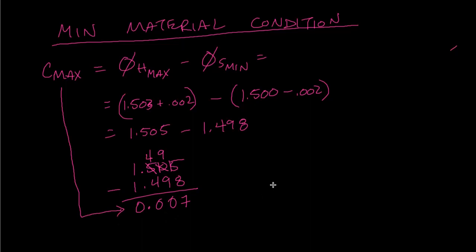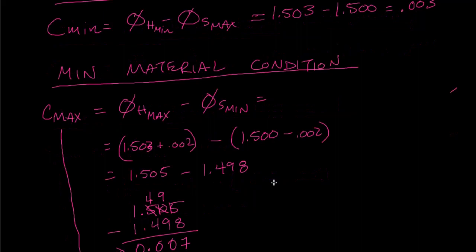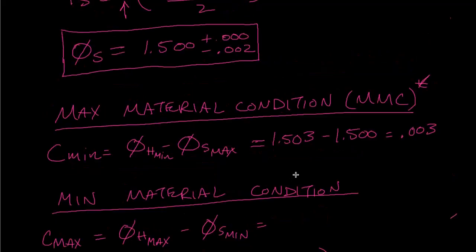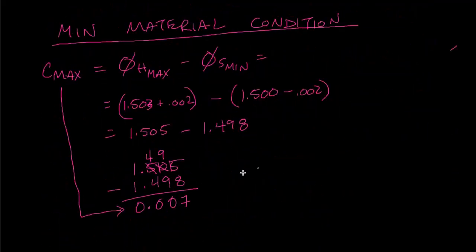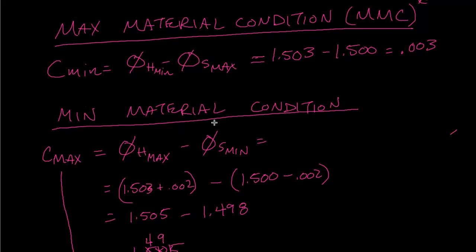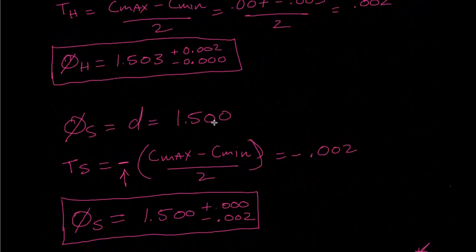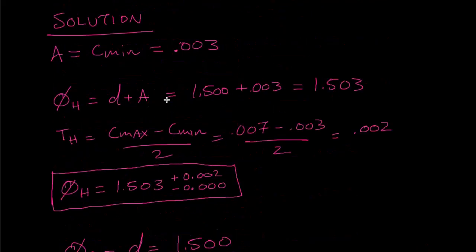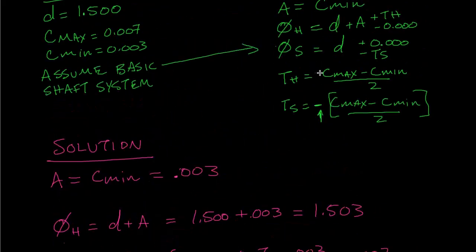So I've double checked to make sure that the tolerances were applied correctly by checking out the clearances once again. So this is how you apply tolerances to the diameter of the hole and the shaft, and it's also how you determine the hole diameter when you're using the basic shaft system.